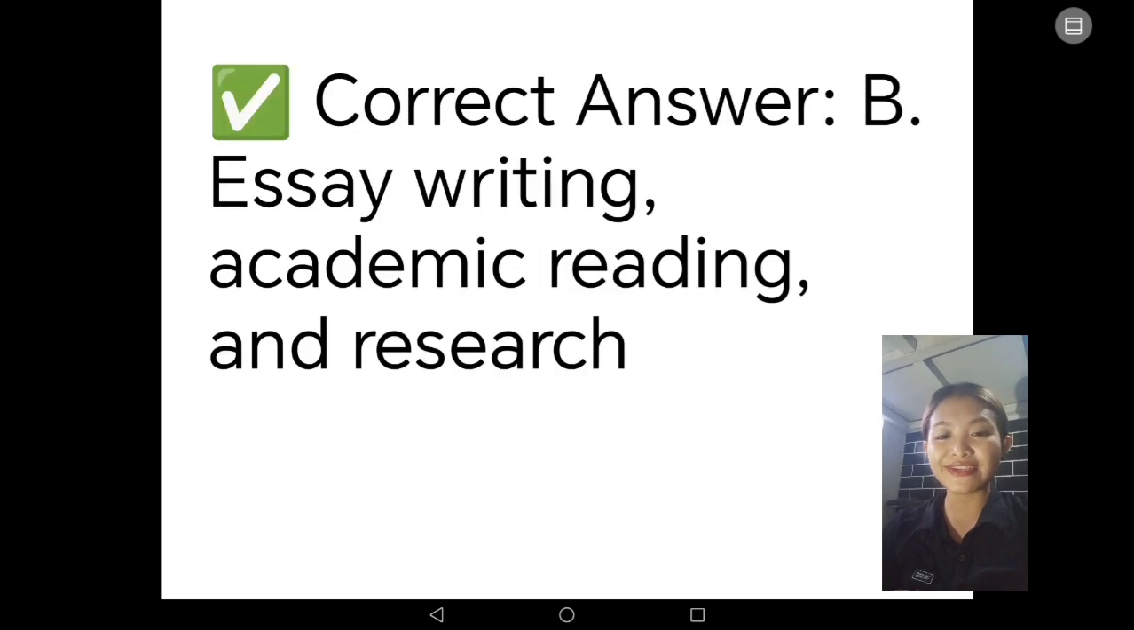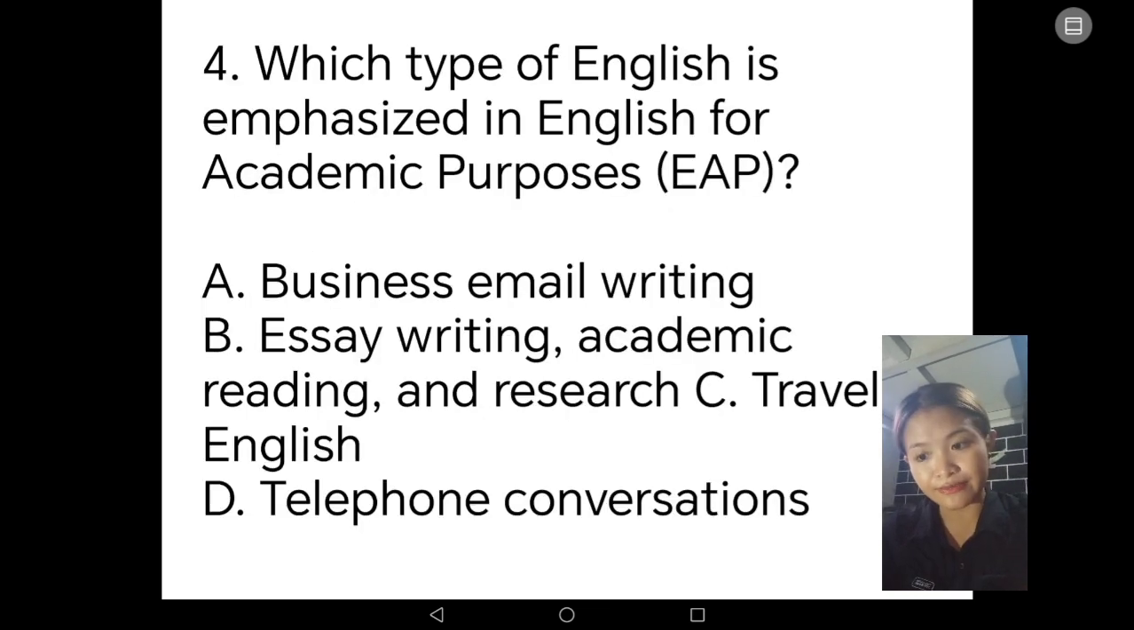The correct answer is letter B. Essay writing, academic reading, and research. So EAP, or English for academic purposes, focuses on academic communication skills. Therefore, it is required in higher education settings.